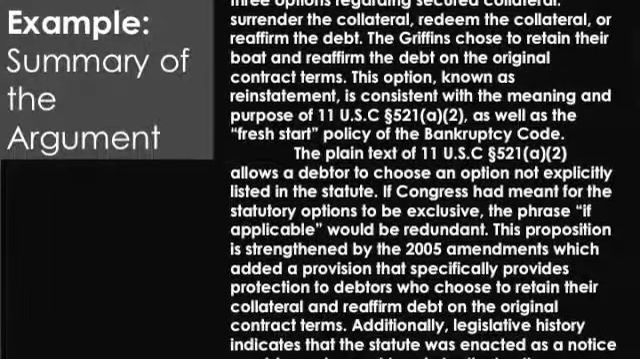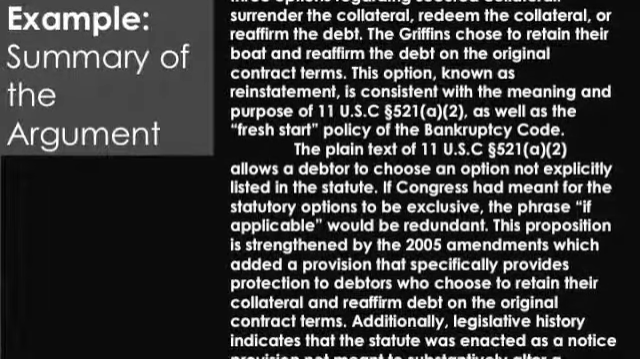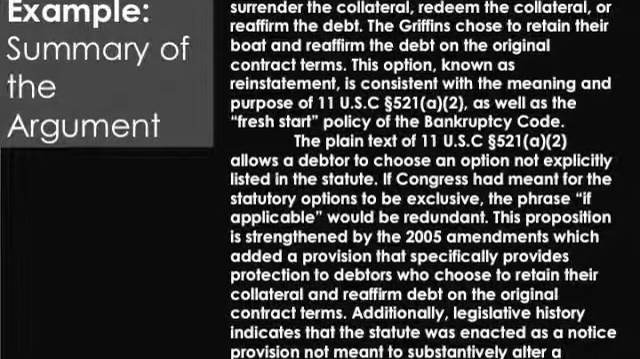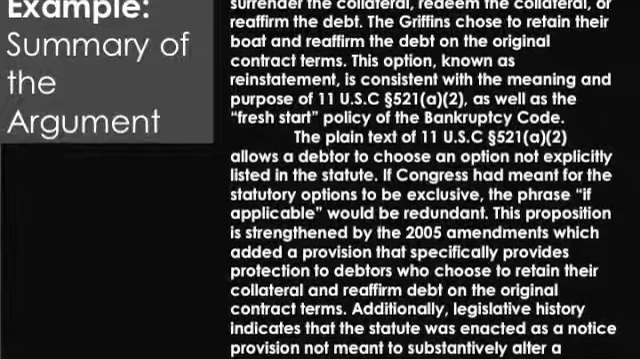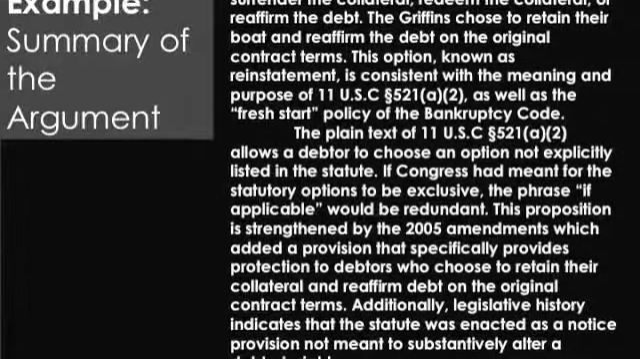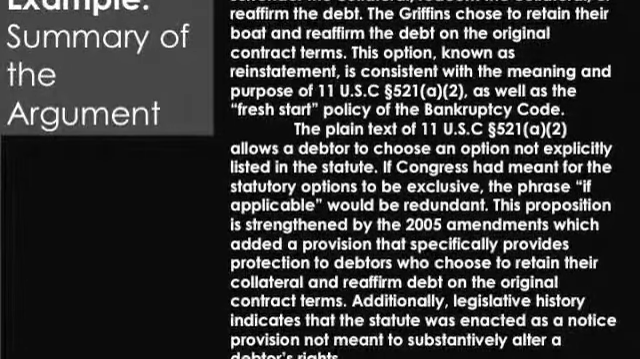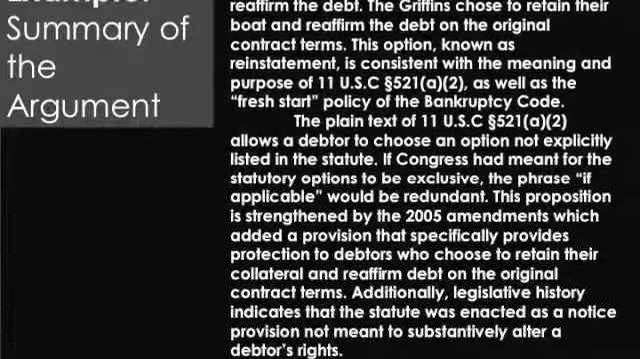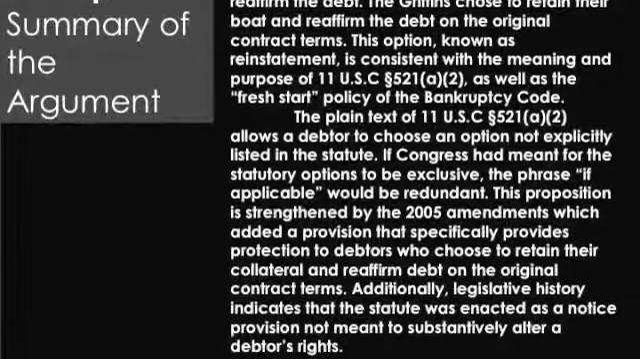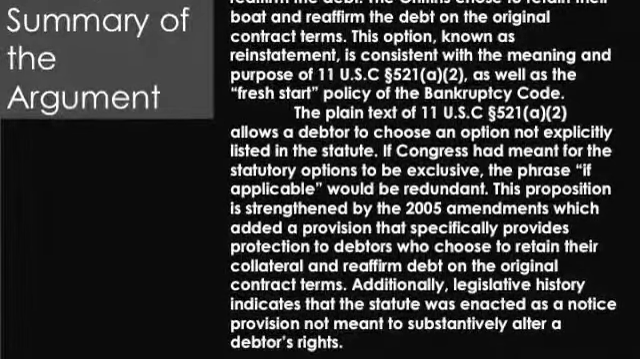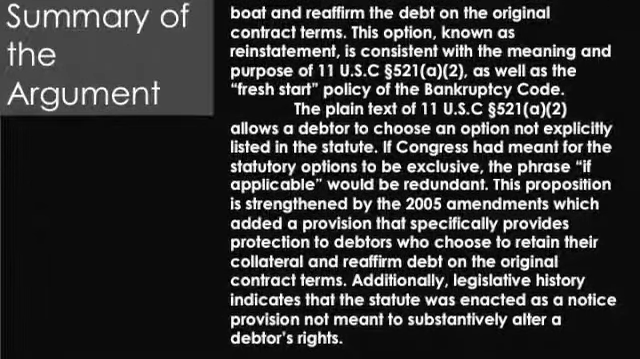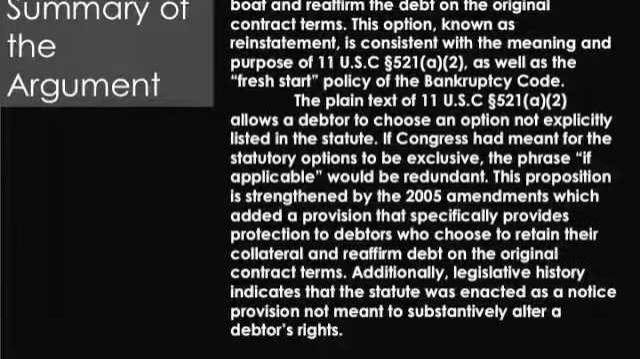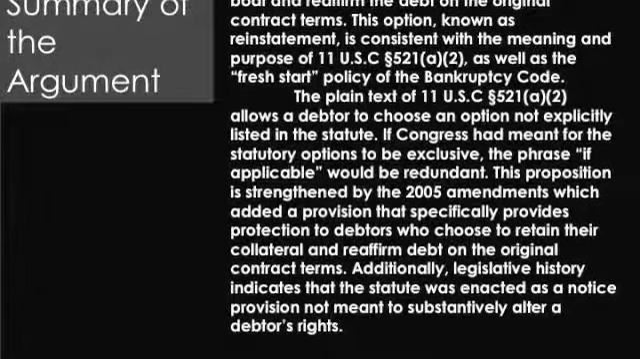The plain text of 11 U.S.C. 521(a)(2) allows a debtor to choose an option not explicitly listed in the statute. If Congress had meant for the statutory options to be exclusive, the phrase, "if applicable," would be redundant. This proposition is strengthened by the 2005 amendments, which added a provision that specifically provides protection to debtors who choose to retain their collateral and reaffirm debt on the original contract terms. Additionally, legislative history indicates that the statute was enacted as a notice provision, not meant to substantially alter a debtor's rights.